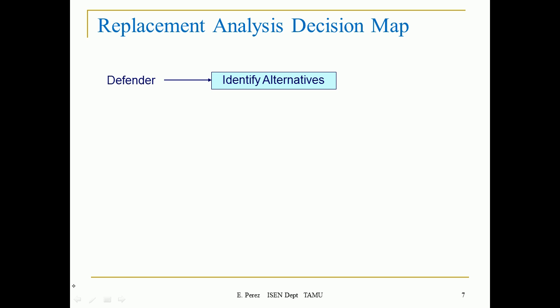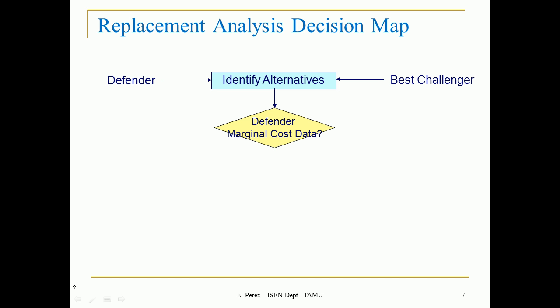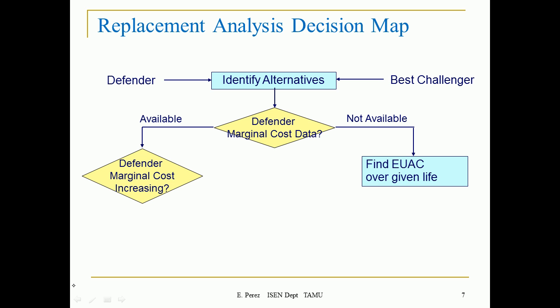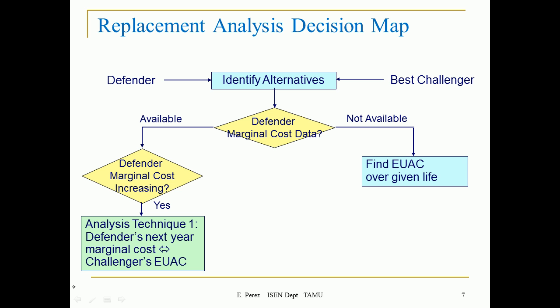One of the alternatives, of course, is the Defender. That's the current machine. And you will also have to find the best Challenger. The first question you need to ask yourself is, do you have the Defender marginal cost data? If you do, then you have to ask yourself another question: is this marginal cost increasing? If you don't have the Defender marginal cost data, then you have to find the equivalent uniform annual cost or cash flow over the given life of the equipment.